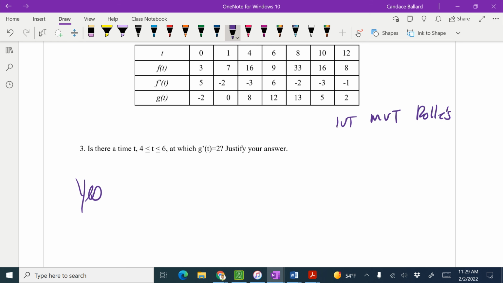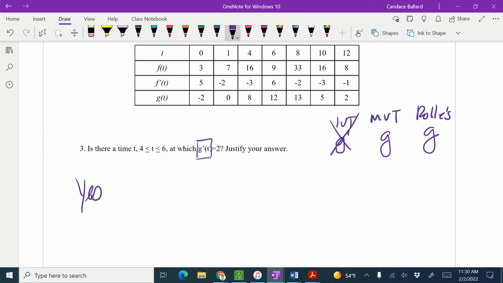Okay. All right. What function are we originally starting with? G prime. So for IVT, we would need G prime. For MVT, we need, and in Rolle's, we go up 1. Do I have the information for G prime in the table? Nope. So it's not IVT. Is that making sense? Okay, good. All right, so it's either MVT or Rolle's.